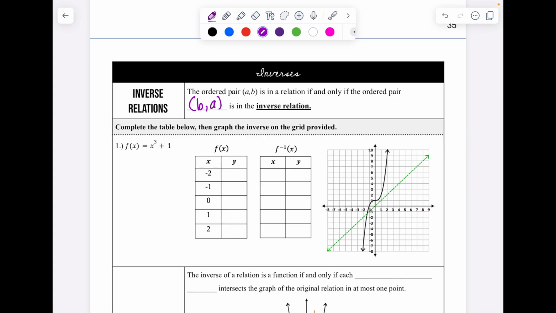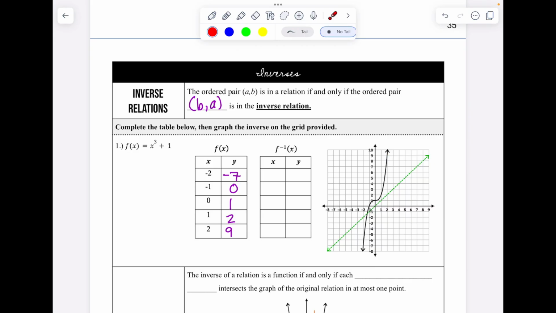So if we are given the function f of x equals x cubed plus 1, let's go ahead and use that rule to fill in our table of values here. I'm going to take each x value, plug it in, cube it, and then add 1. So negative 2 cubed is negative 8, plus 1 gives me negative 7. Negative 1 cubed is negative 1, plus 1 gives me 0. 0 cubed is 0, plus 1 is 1. 1 cubed is 1, plus 1 is 2. 2 cubed is 8, plus 1 is 9. And so that is the function that we have already graphed for you here.